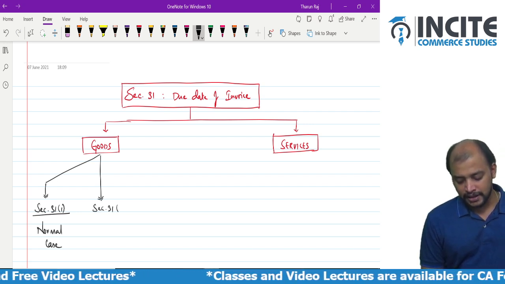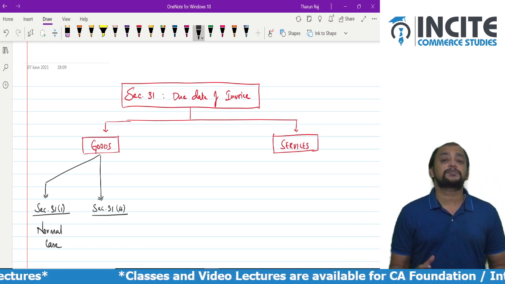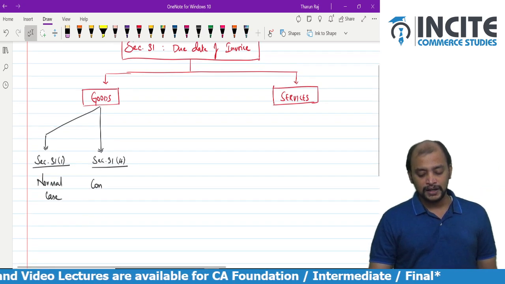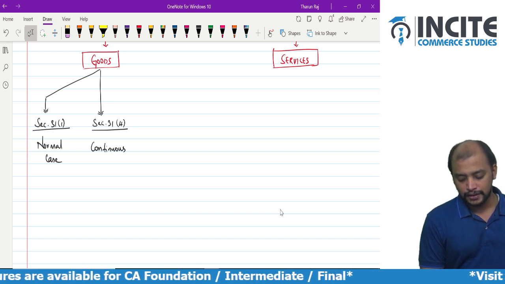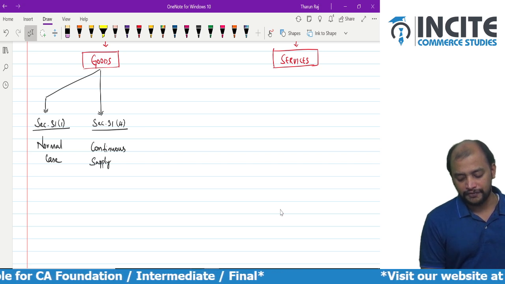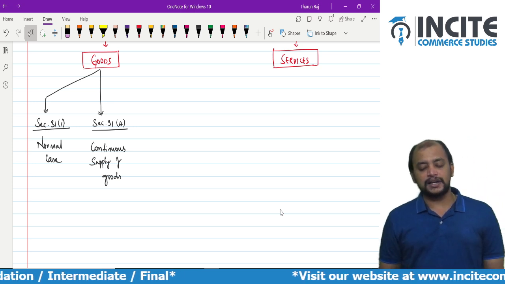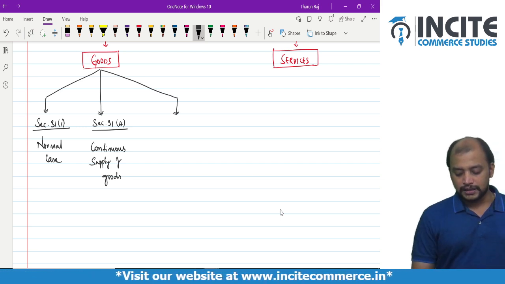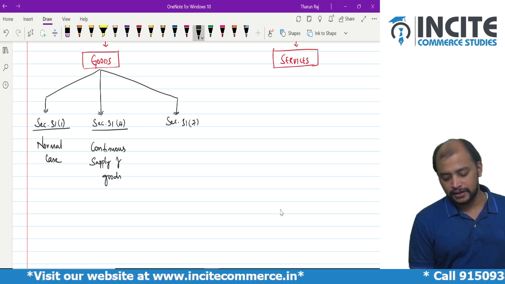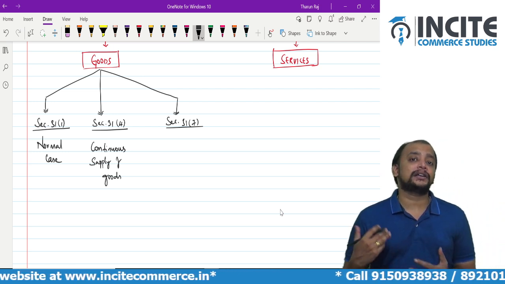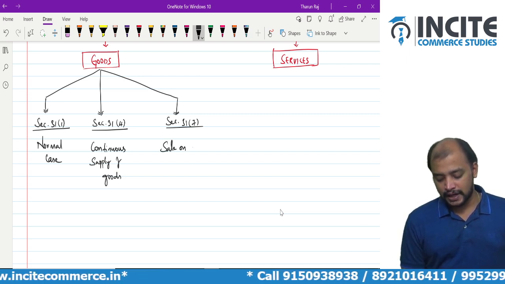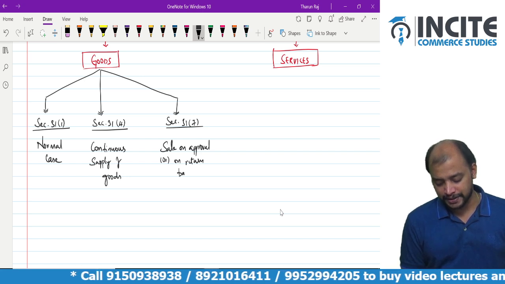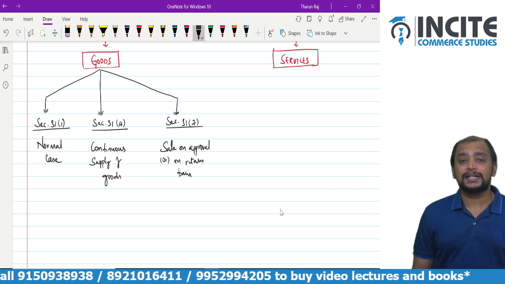Section 31 subsection 4. So section 31 subsection 1, subsection 4 and subsection 7 deal with the due date of invoice in case of goods. Subsection 4 is continuous supply of goods, whereas section 31 subsection 7 is sale on approval or on written basis, goods sent on sale on approval. So what will be taken as the due date of invoice in normal case?